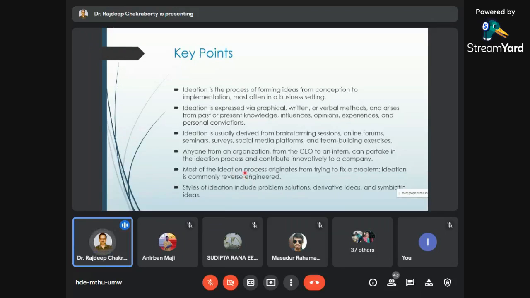Most ideas originate from fixing a problem and reverse engineering. You can approach your seniors and teachers to ask how to solve it. Another thing is reverse engineering. That means if something already exists, you reverse engineer it to learn how the thing is solved. Then you make a new thing or modify it in a better way to give better services. So these are some of the key points of ideation.